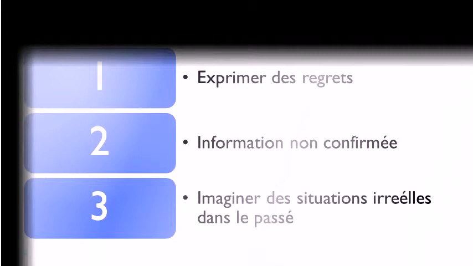Okay, so first one, exprimer des regrets. Second use, information non confirmée. And then the last one, imaginer des situations irréelles dans le passé. Okay? And now let's see how we make this conditionnel passé.